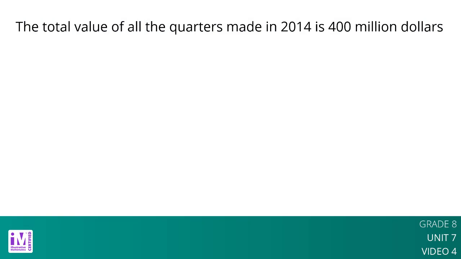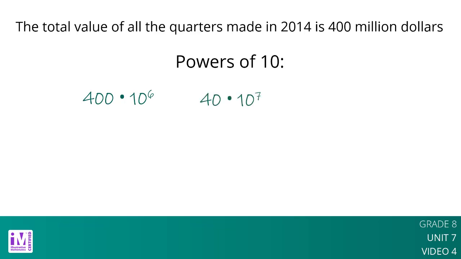The total value of all the quarters made in 2014 is $400 million. There are many ways to express this using powers of 10. We could write this as 400 times 10 to the 6th dollars, 40 times 10 to the 7th dollars, 0.4 times 10 to the 9th dollars, or many other ways.